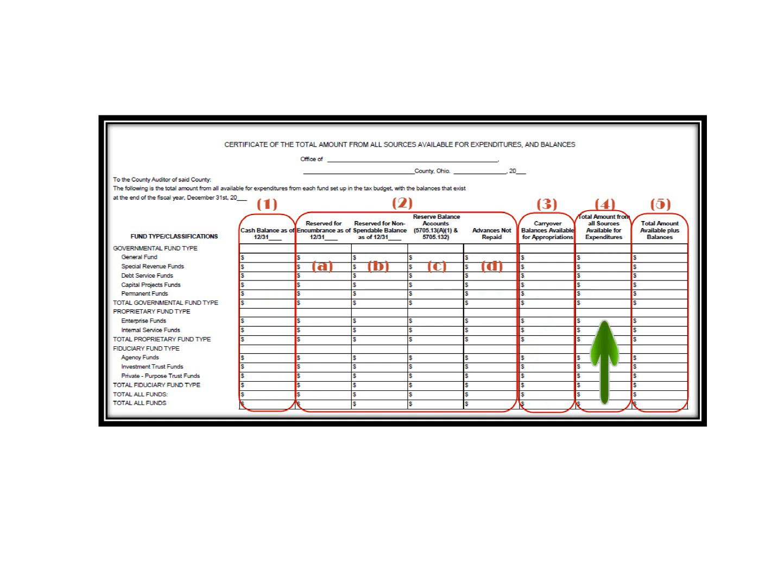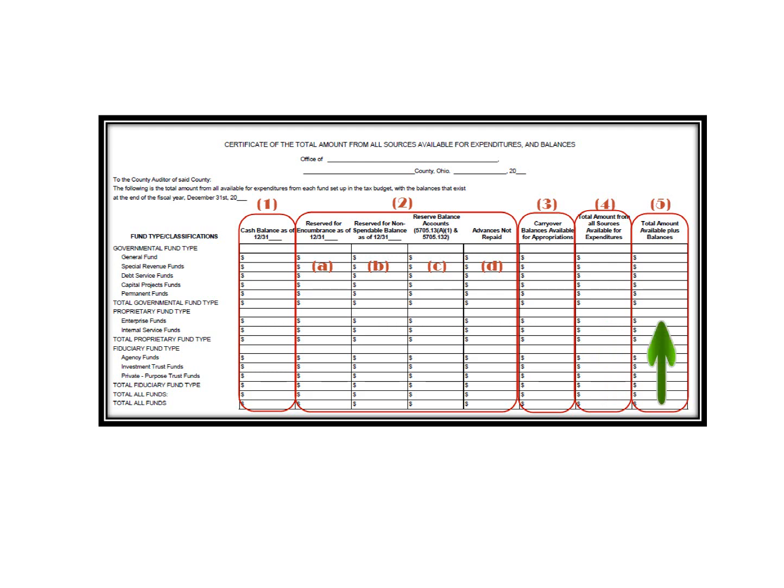Column 4 contains the title, Total Amount from All Sources Available for Expenditures. Simply put, this is the estimated annual revenue. So if the revenue estimates from the tax budget are still accurate, you enter them in this column. If the revenue estimates from the budget need to be changed, the new revenue estimates are entered and an explanation for the difference is included in your cover letter to the county auditor.